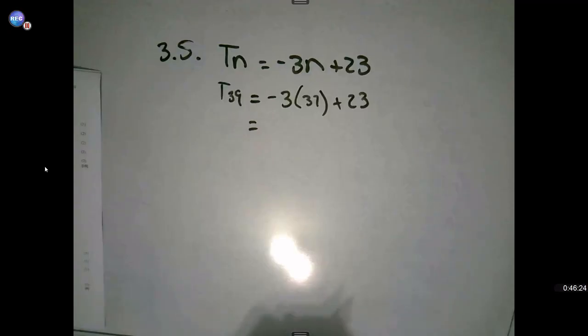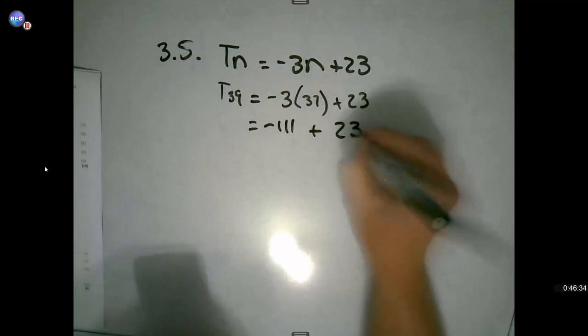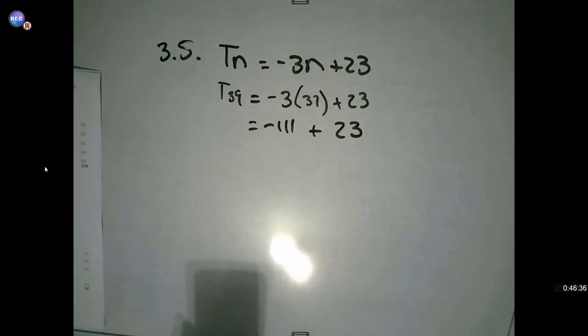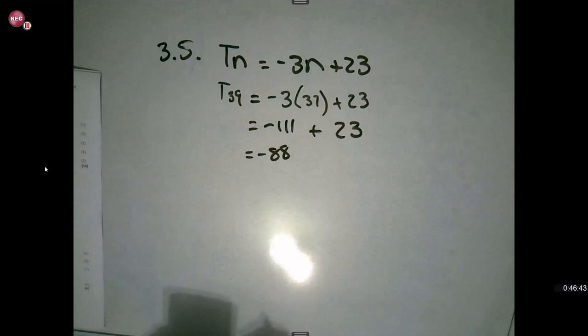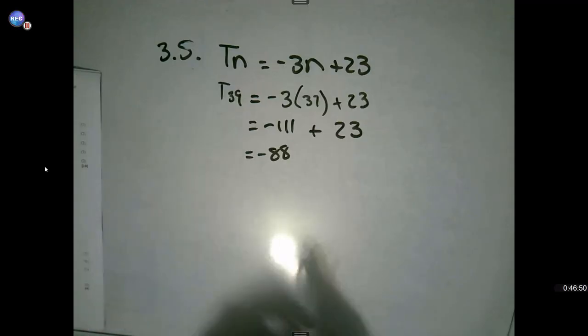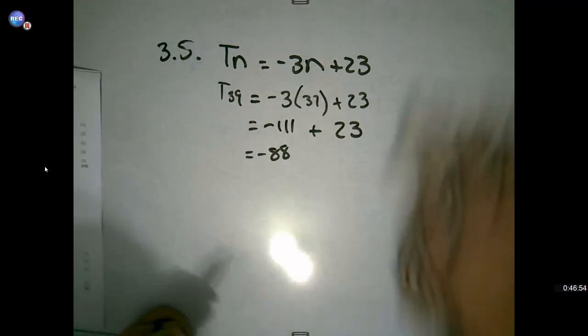Negative 3 times 37 will give you negative 111, plus 23. If you take negative 111 plus the 23, it will give you negative 88. So the 19th even value in this pattern or sequence is negative 88 in this case. Okay, sorted. There we go.